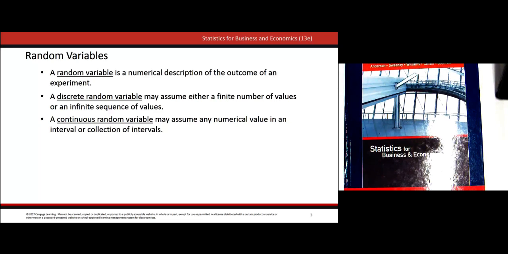Discrete random variables either assume a finite number of values or an infinite sequence of values. Even if it is infinite, it is countably infinite. It cannot take any value. It is a countably infinite sequence of values. Continuous random variable may assume any numerical value in an interval or collection of intervals.